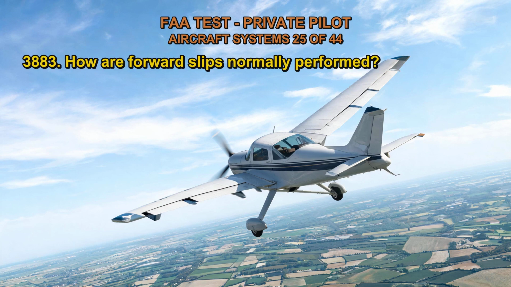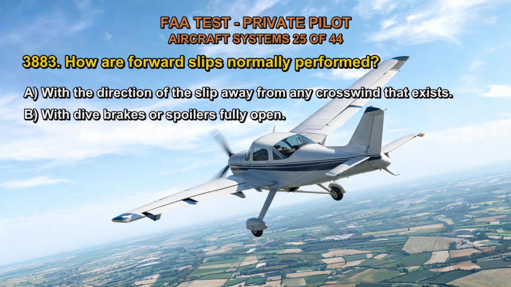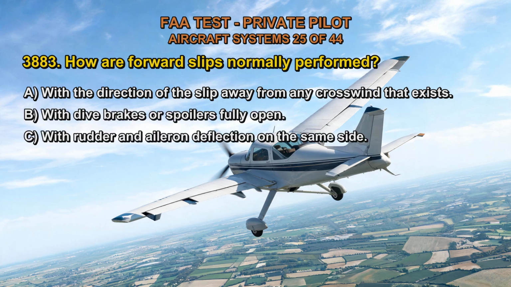3883. How are forward slips normally performed? A. With the direction of the slip away from any crosswind that exists. B. With dive brakes or spoilers fully open. C. With rudder and aileron deflection on the same side.